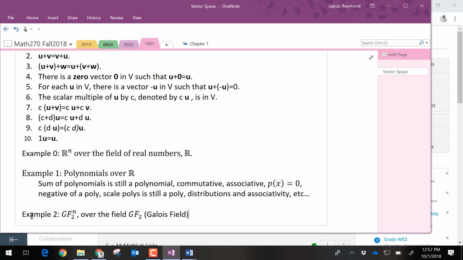Have you guys heard of him? Galois? Galois. He's a French mathematician. Did you say shot? Oh, because he got shot.